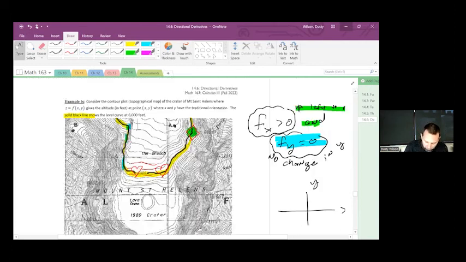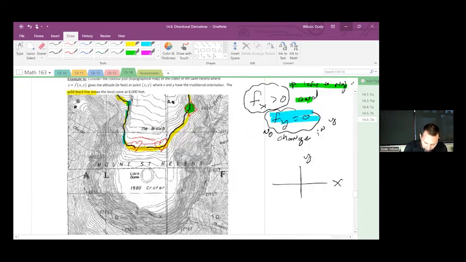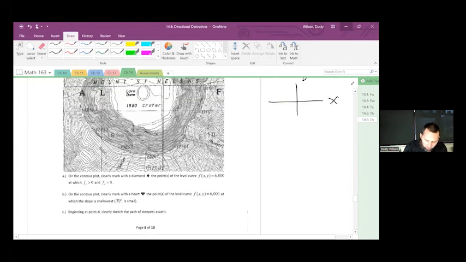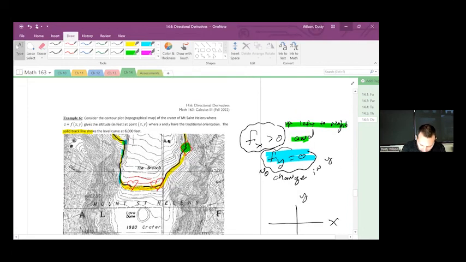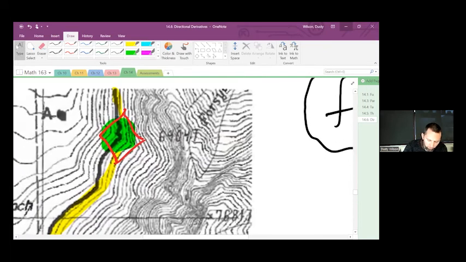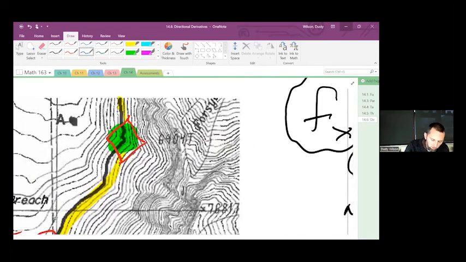And lastly, we are asked to begin at point A and clearly sketch the path of steepest ascent. So steepest ascent, let's zoom way in to see if we can understand what's going on. Again, we're going to go perpendicular to the curve, perpendicular to the curve, perpendicular to the curve. Notice it looks like my curve is bending a little bit.